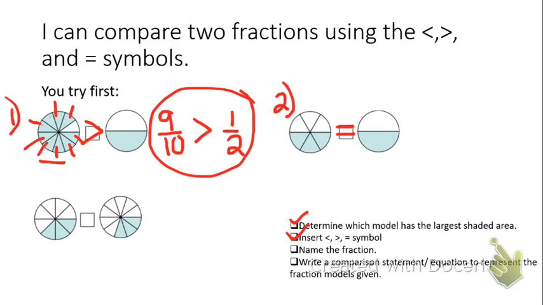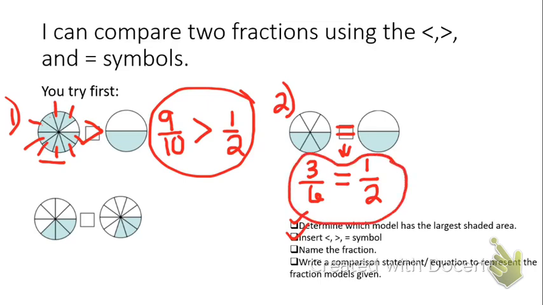So this guy, he has 3 colored in out of 6. And this one here has 1 colored in out of 2. You would think that 3 would be bigger than 1, but in this case, they're actually equal. So I'm just going to drop that guy down. I have an equal sign. This is my comparison statement. I'm done now. Okay. Now, for number 3, I want you to go ahead and try every single step on your own. So go ahead, pause the video, see if you can figure out what the comparison statement should be.